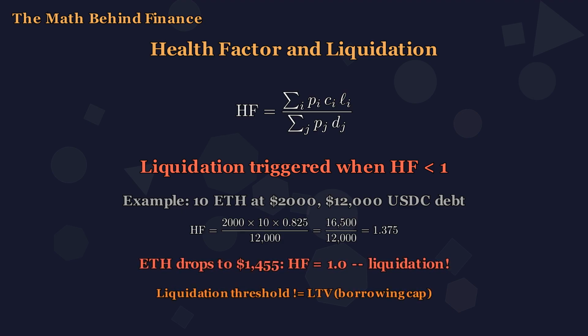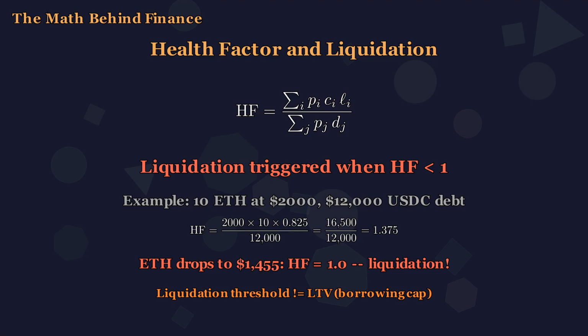But if ETH drops to around $1,455, the health factor hits 1.0, and the position gets liquidated. A liquidator repays up to half the debt and receives the collateral plus a 5 to 10% bonus.